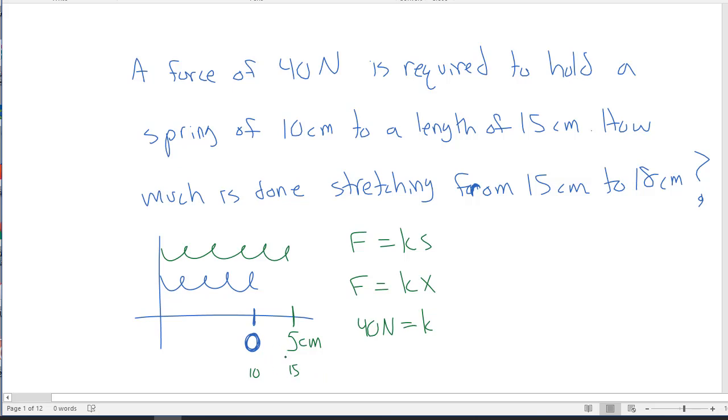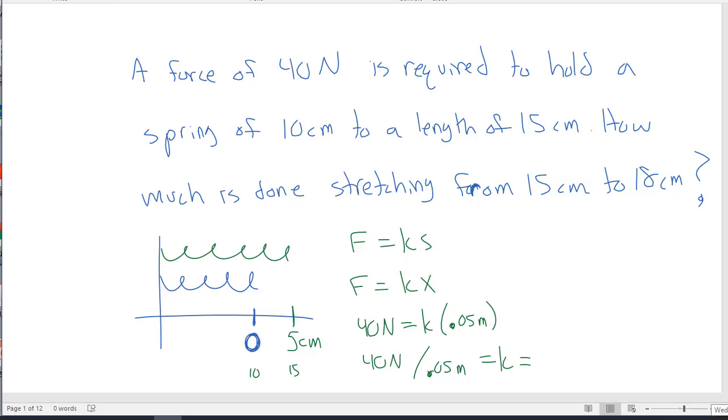Now remember, the displacement has to be in meters in these metric units. So I'm going to say this is 0.05 meters. So the K value, the constant of proportionality for this spring, is going to be the 40 newtons divided by 0.05 meters, and that's going to give me my constant of proportionality, which would be 800 for this particular spring.